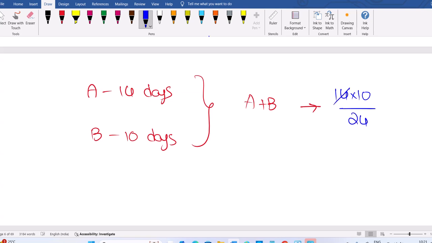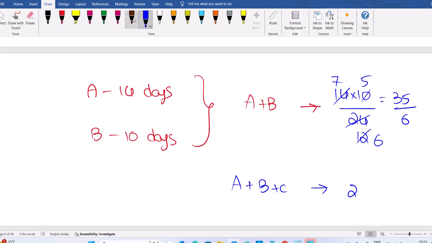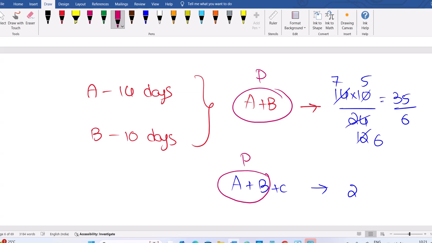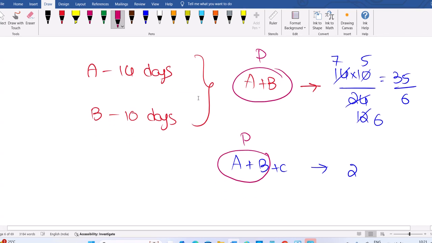So this is 2 times 7, 2 times 12... again 2 times 5, 2 times 6. This will be 35 by 6. Okay, 35 by 6. Now, A plus B plus C, they gave in the question, is 2 days. Now listen, take A plus B as something like P. Here also A plus B is like P. Now I can say together is given, I have to calculate alone. If you know together, calculating alone is what?